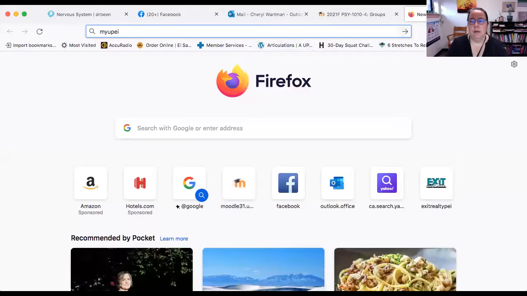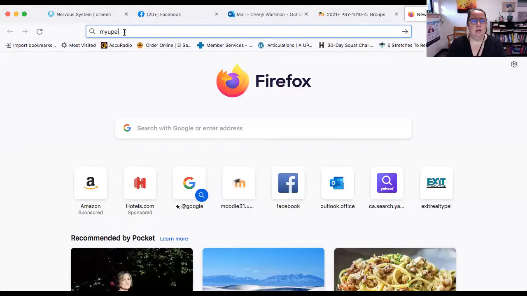Hi, so there's a lot of people having trouble accessing Moodle. So I'm going to share my screen and walk you through how to get onto Moodle. So I'm just going to share screen here. So you should be able to see my entire screen here.